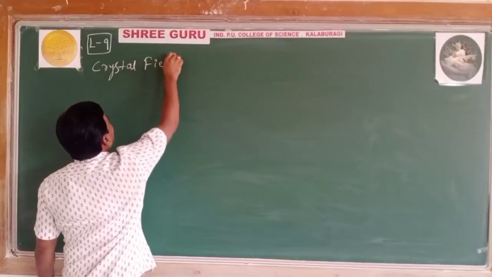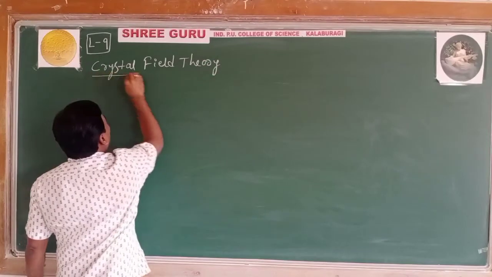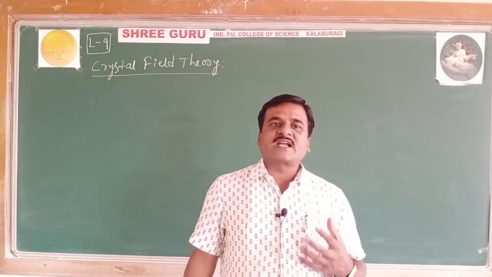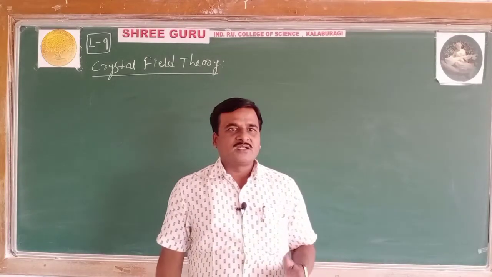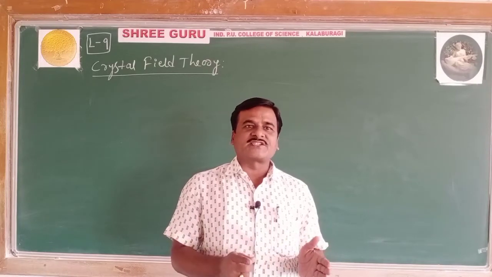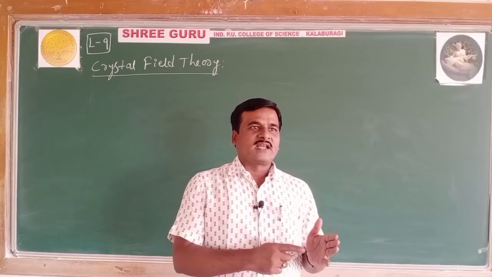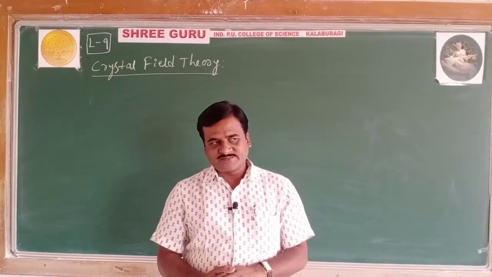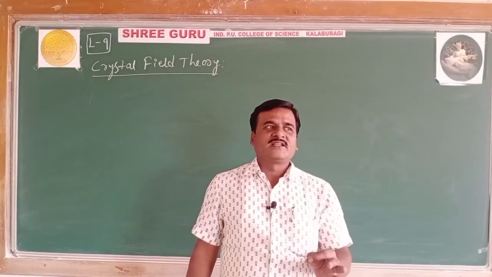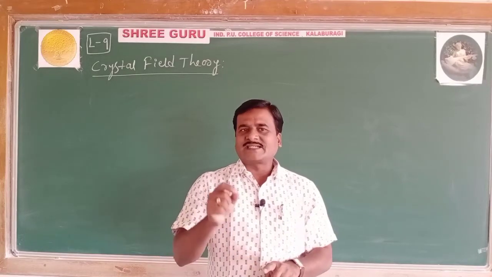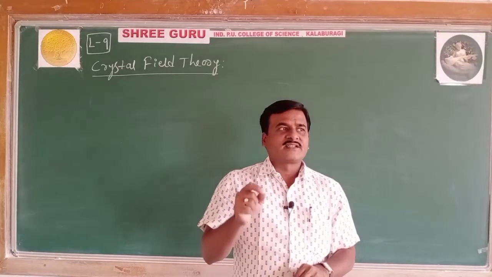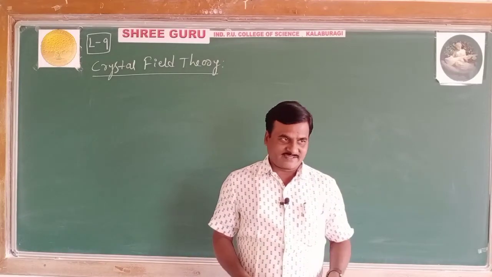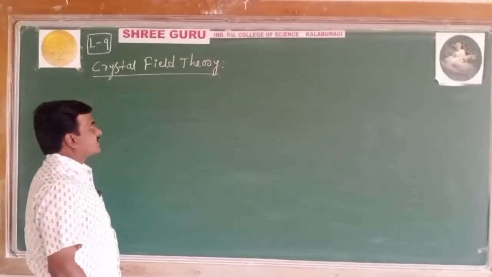So the heading begins with crystal field theory. This theory, crystal field theory, is an electrostatic model describing orbital degeneracy in the transition metal complexes due to the electrostatic field, or static electric field, produced by the ligands. I repeat, CFT is an electrostatic model that describes orbital degeneracy in the transition metal complexes due to the static electric field produced by the ligands. Here we have some points to understand this theory.